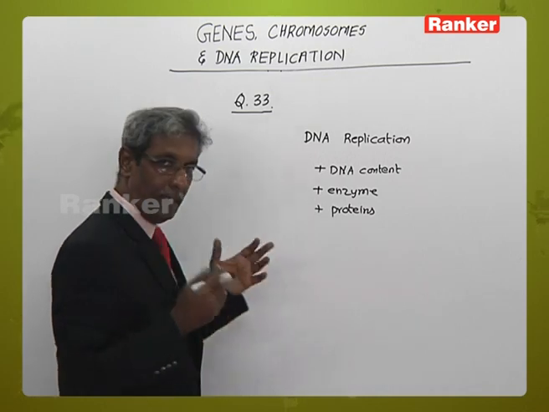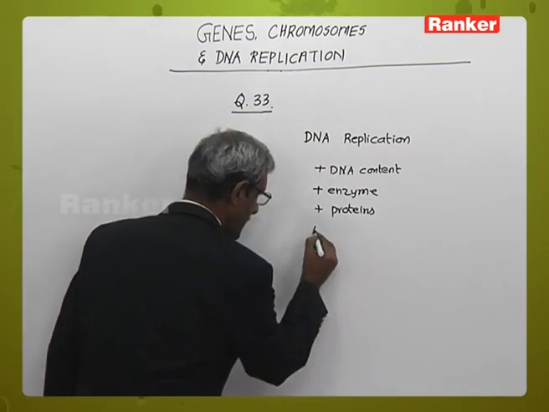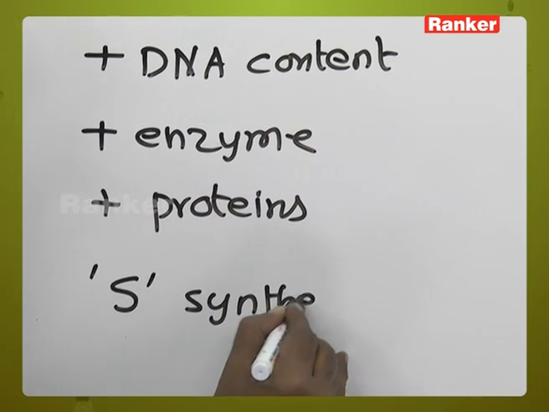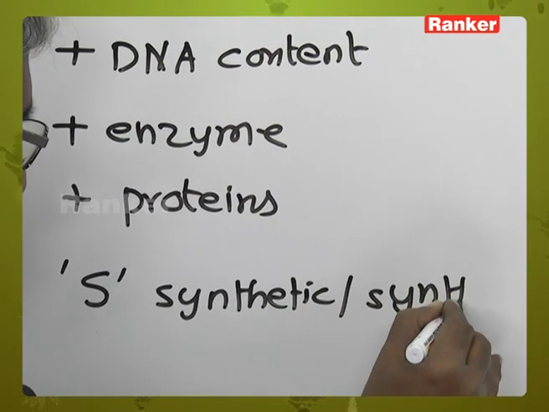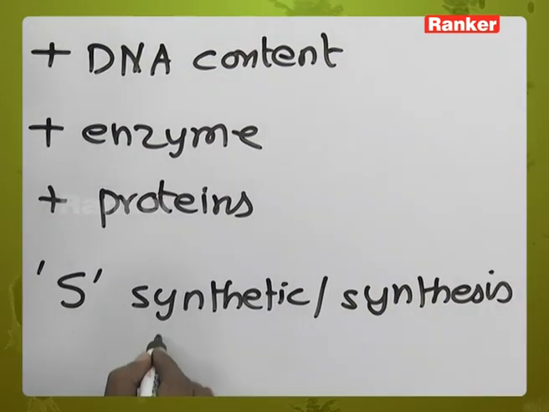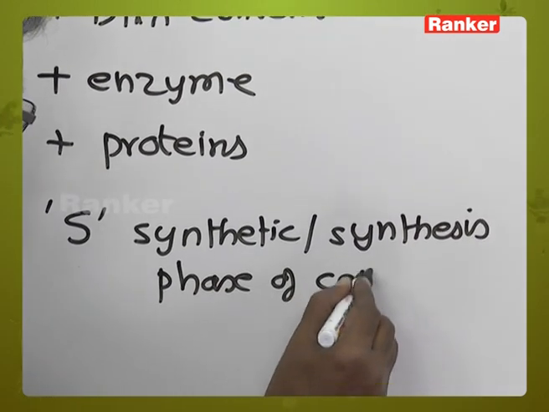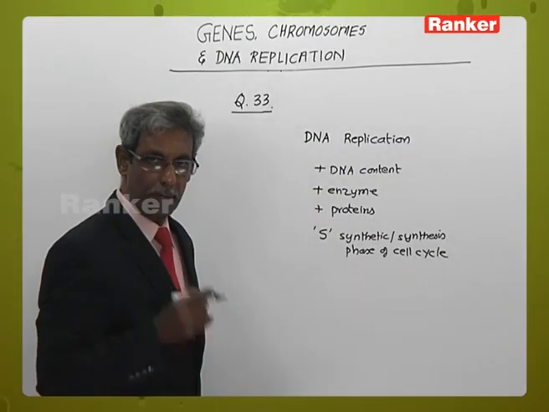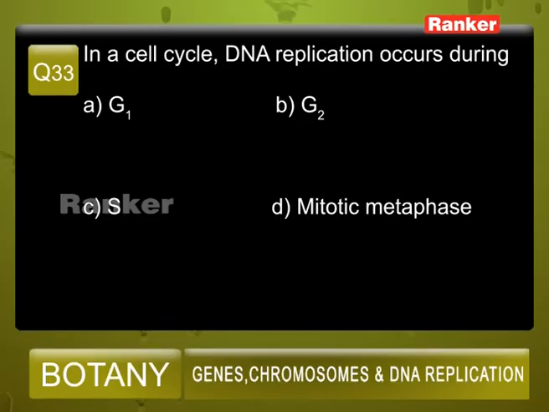So, all quantitative and qualitative increase in the DNA is primarily attributed to the S or the synthetic phase, or the synthesis phase of the cell cycle. So, DNA replication occurs during the S phase, that is, the answer is C.